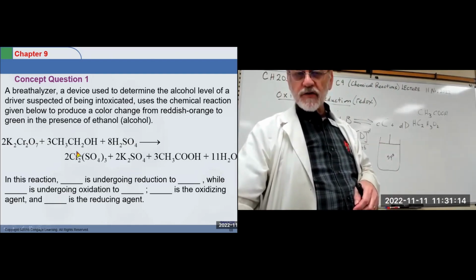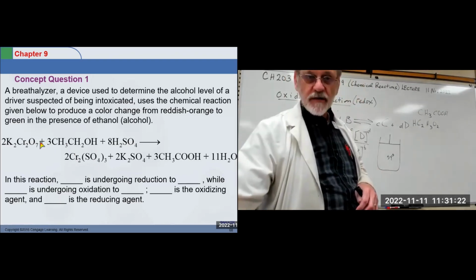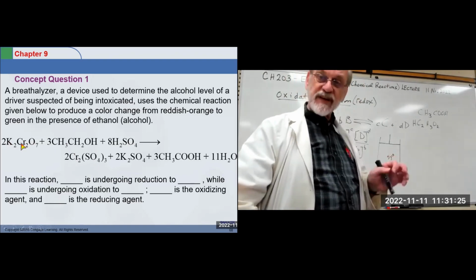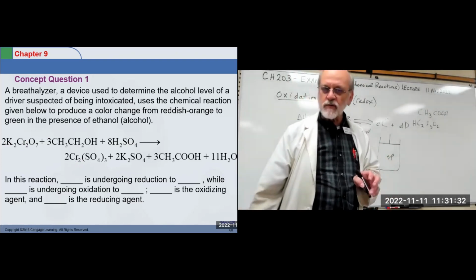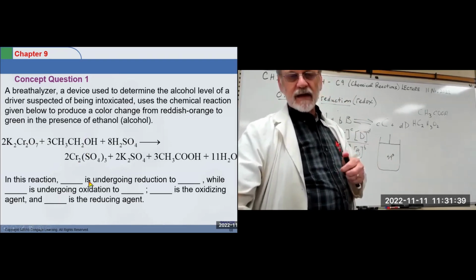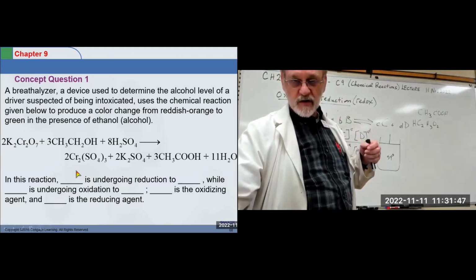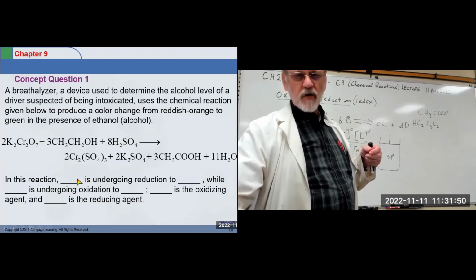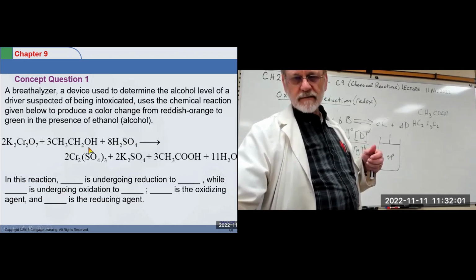The color is probably due to this chromate right here. This is a redox reaction. Remember, we determined the oxidation number for chromium in this molecule is +6. The oxidation number of this chromium is +3. So the chromium has been reduced, and the effect of that is to change its color in the presence of water. So in this reaction, chromium 6+ is undergoing reduction to chromium 3+, while carbon, I think this carbon here, is undergoing oxidation.